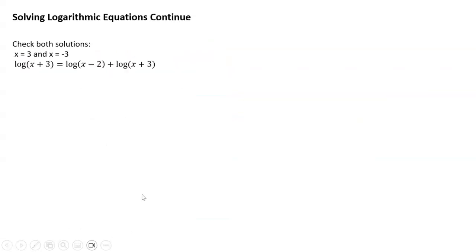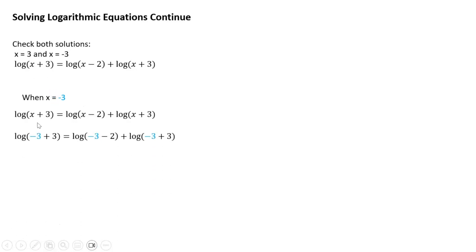Let's go to the next slide. Let's check them, right? So when x equals negative 3, we're going to plug in negative 3. This will give us log of 0 on the left. If you put on your calculator log of a negative number, it's going to give you undefined, not defined. If you put log of 0 or the ln of 0, it's also going to give you not defined or an error message, which means the logs can never be negative nor 0, so they have to be more than 0, so they have to be positive. That's why negative 3 is not a solution.